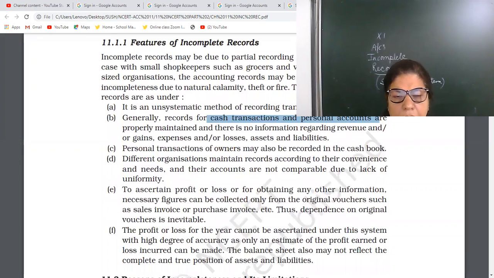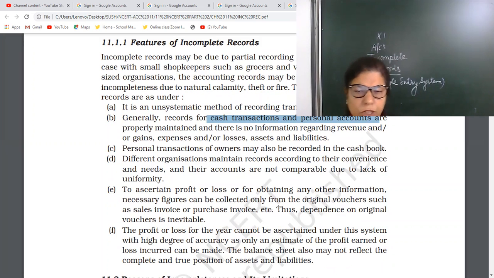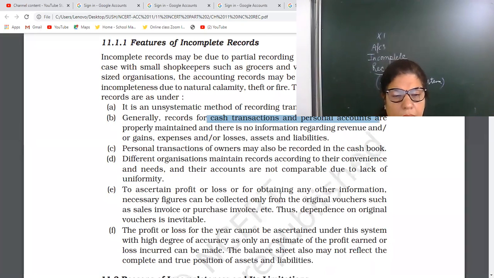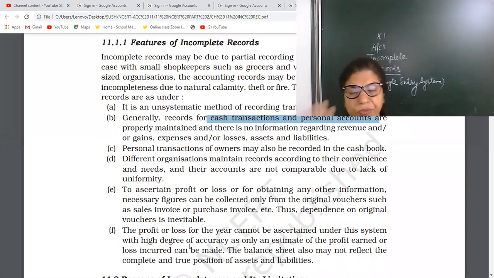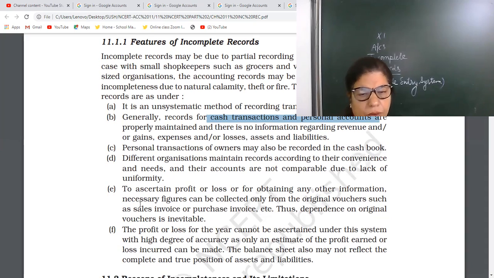Then there is dependence on vouchers, because first of all you don't know the exact purchases or sales, so some vouchers will be used there. Then it does not provide us accuracy and authenticity. The balance sheet may not reflect the complete and true financial position. Profitability cannot be judged accurately. That is the feature. Okay.